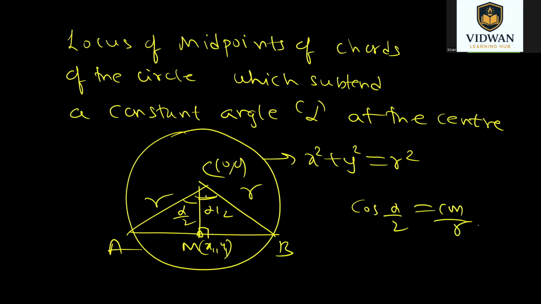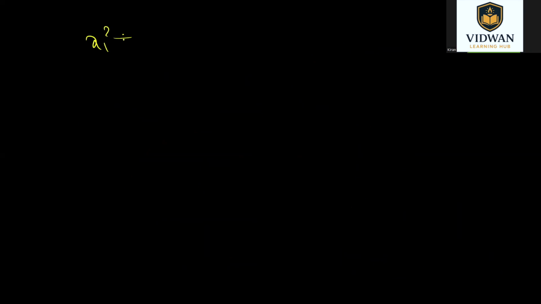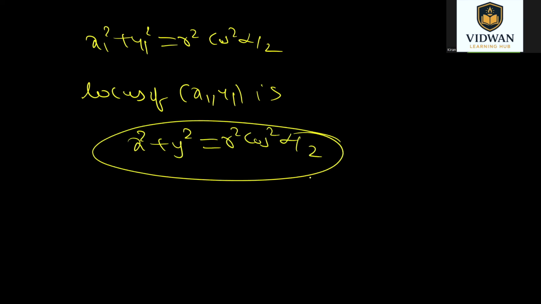And the distance CM you can write by distance formula. So you'll get cos alpha by 2 equal to root of x1 square plus y1 square divided by r. This is the distance between these 2 points. Then cross multiply and square it. You will get x1 square plus y1 square is equal to r square cos square alpha by 2. So therefore, what is the locus of (x1, y1)? You have to just replace x1, y1 with x, y. x square plus y square equal to r square cos square alpha by 2. So this is the locus of midpoints of the chords which subtend angle alpha at the center.